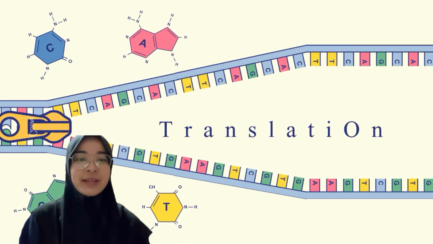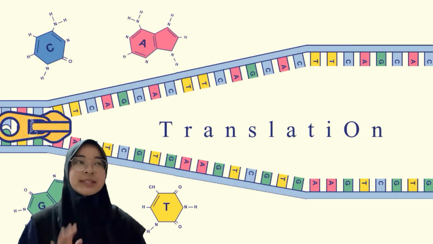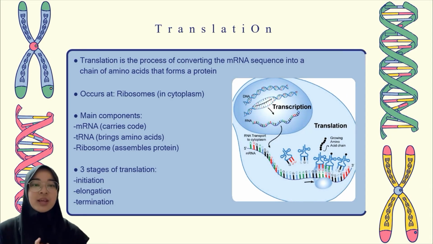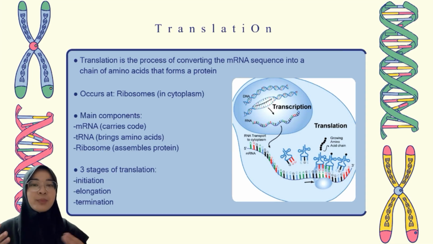Now I will be explaining translation, which is the second main stage of gene expression. What is translation? Translation is the process of converting mRNA sequence into a chain of amino acids that will form a protein. This process happens at the ribosomes, which are found in the cytoplasm. There are three main components involved in translation: mRNA, which carries the genetic code from DNA, tRNA, which binds the correct amino acids, and the ribosome, which acts like a factory that assembles the protein.